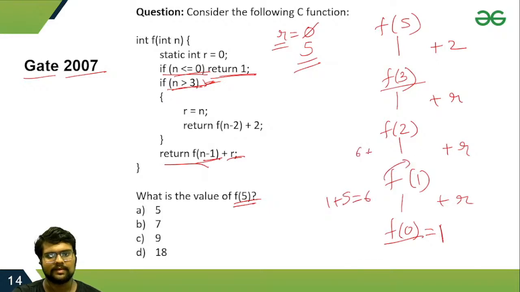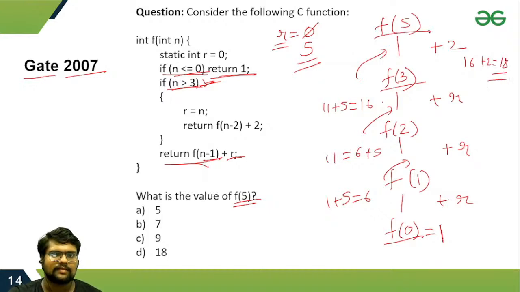6 plus 5 will be 11. So 11 will be written here. And then 11 plus 5, it will be 16. And 16 will be written here. And 16 plus 2 will be 18. So this f of 5 will return 18. Hence the value is 18. Hence the correct answer is this.